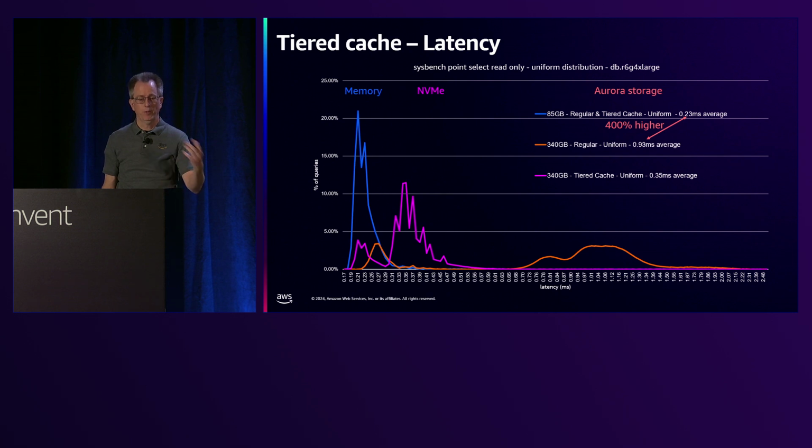So what can you do about this? If you introduce the tiered cache, we now have the NVMe in the picture. So the purple line is the NVMe queries, and you can see that we have some coming from memory, and all the rest is coming from the NVMe. Because the NVMe is big enough, at 4 times the RAM size, it all fits. So now we're only 50% higher on latency. That is a bit of a jump, but probably not enough for your application to notice.